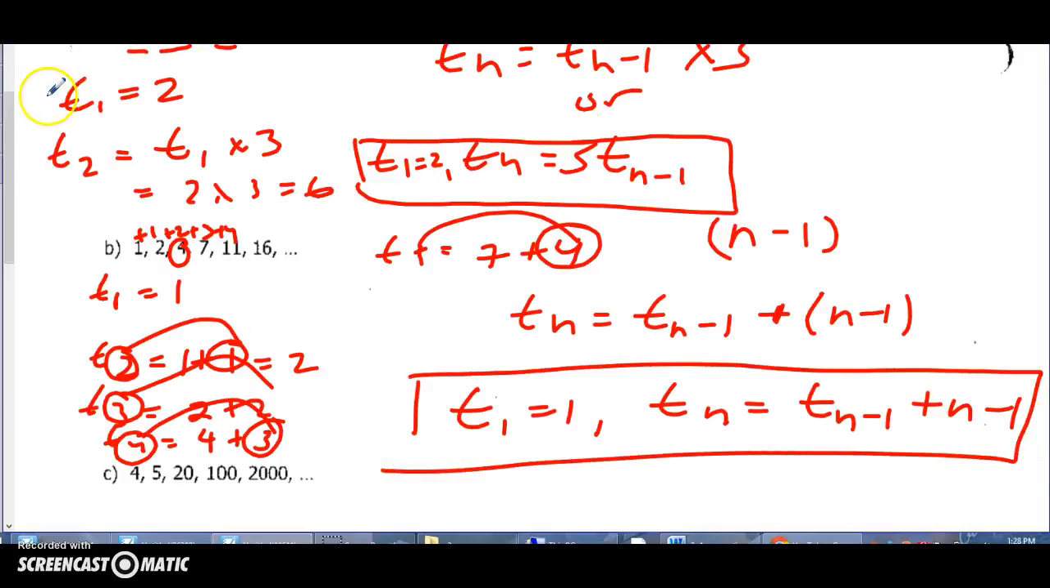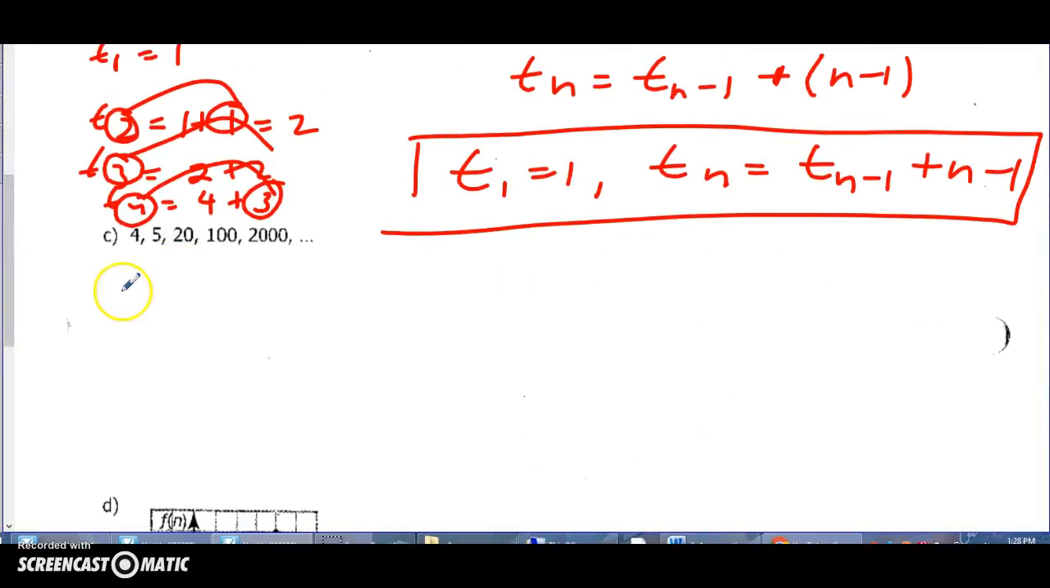Okay, what else do we have here? Look at the next sequence here. I have 4, and then 5, then 20, and 100, and 2,000. I'll give you a second to try to figure out how to get that. Good, you got it? Great. So this is 4 times 5 is 20, 5 times 20 is 100, 20 times 100 is 2,000.